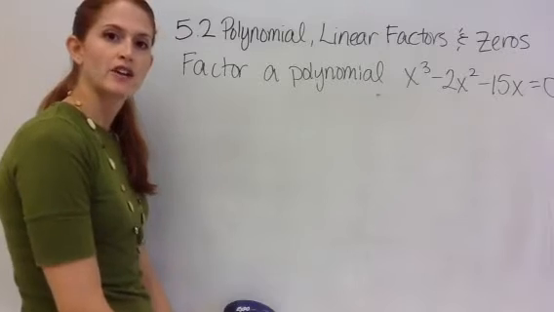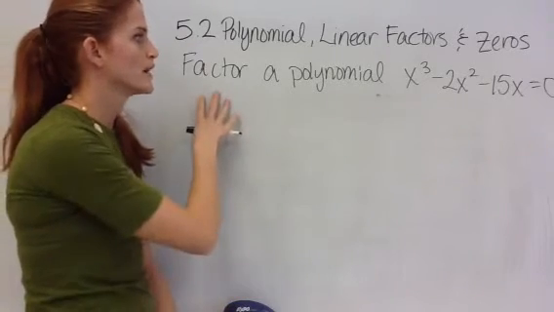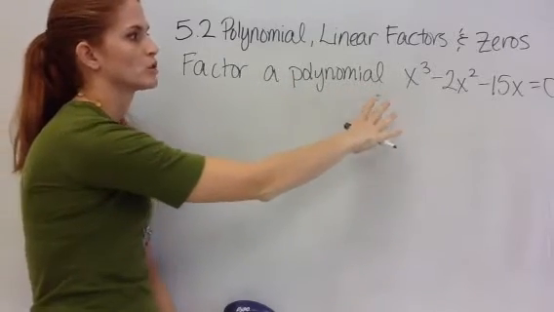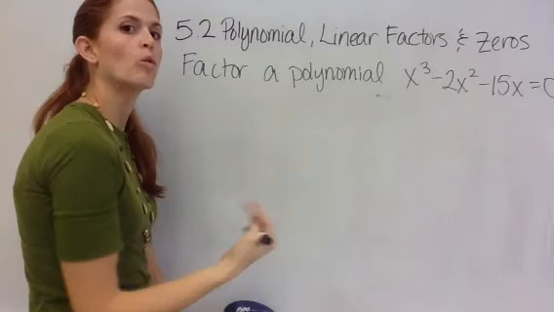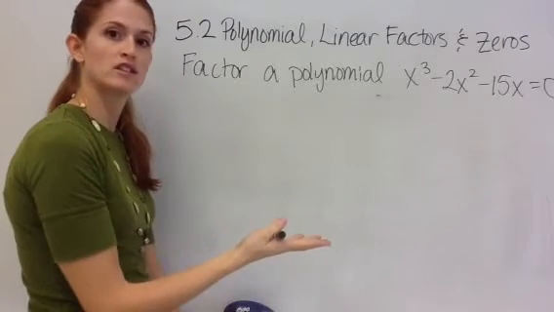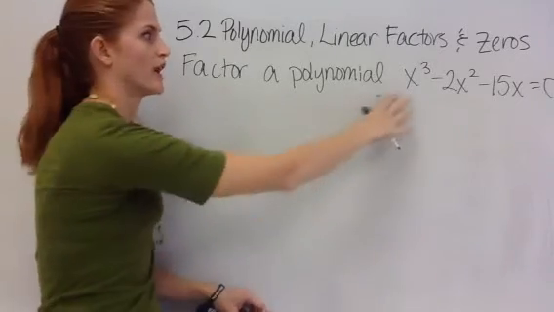Talking about linear factors and zeros of polynomials. So what we're going to do is first find the factors of the polynomial, the linear factors. We're going to factor this with what we already know about factoring. In a couple of sections we're going to learn techniques on how to factor better, but for now we're just going to use what we know already in order to factor this.